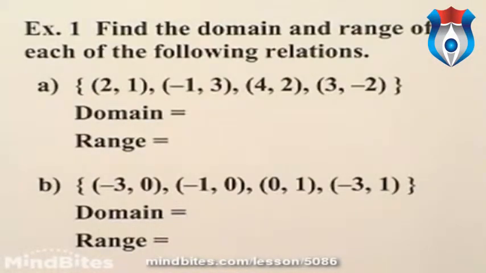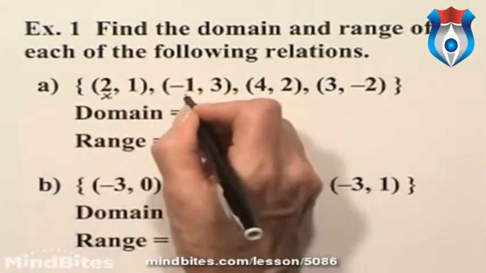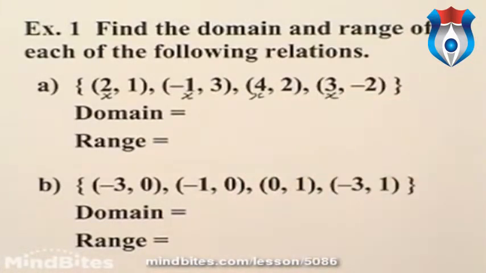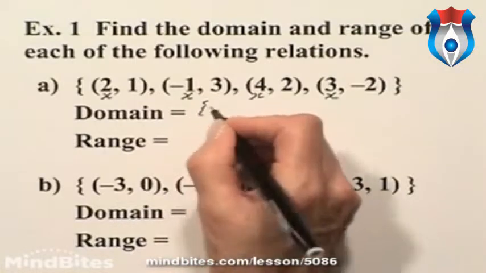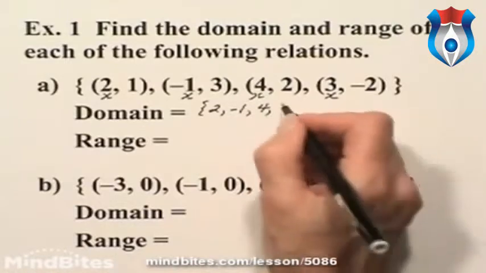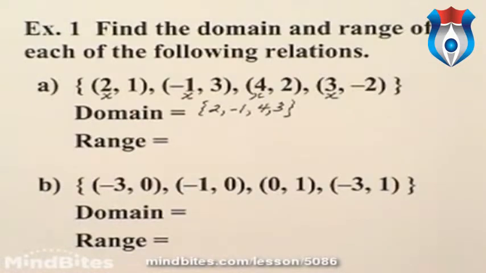Example 1. Find the domain and range of each of the following relations. In this example, you're given a complete list of the ordered pairs in the relation, so it's pretty easy to find the domain and range. I know that the domain will be all of the first members of each of the ordered pairs, in other words, all the x's. So I will write 2, -1, 4, 3. And that's it. There are 4 members in my domain.